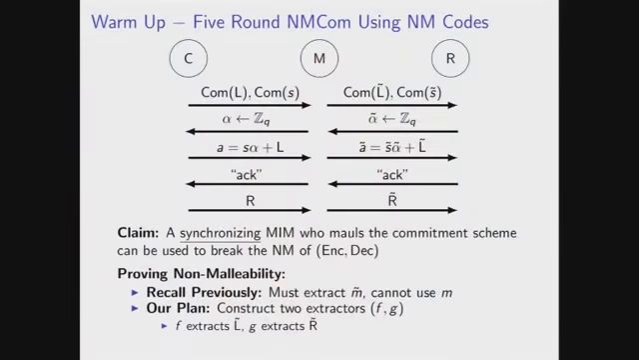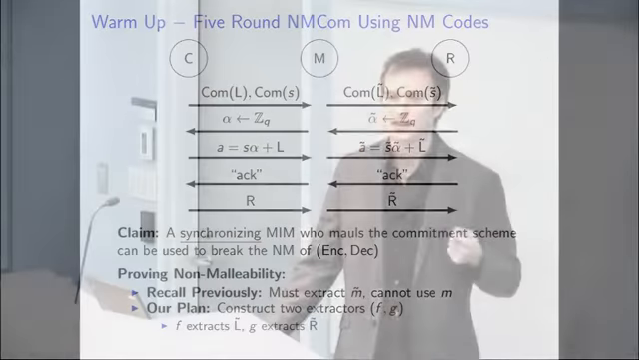Recall previously you had to extract on the right without using your knowledge of the left, M on the left. Okay, here we're doing a different plan, right? We're using non-malleable codes. So what we're going to do is build two extractors, an F and a G. Then we're going to have to argue that this F and this G together are going to extract L tilde and R tilde, which determines his message.